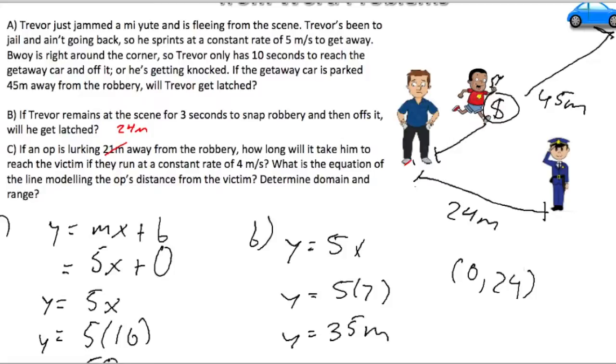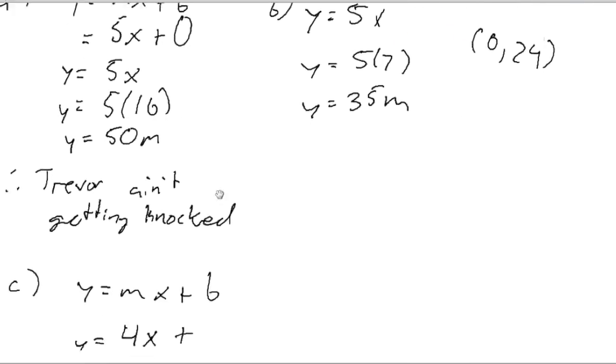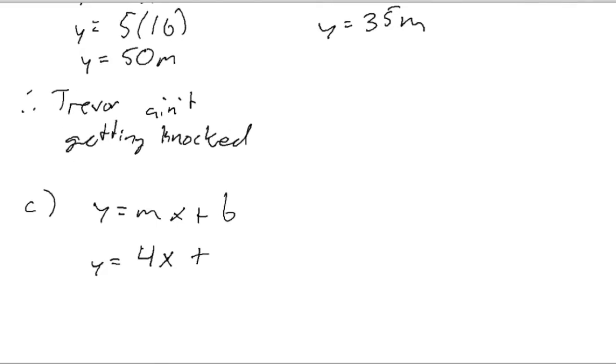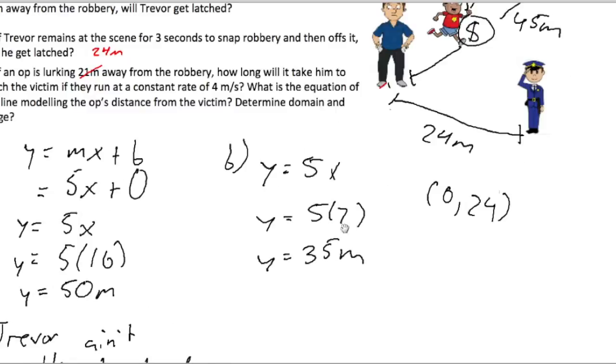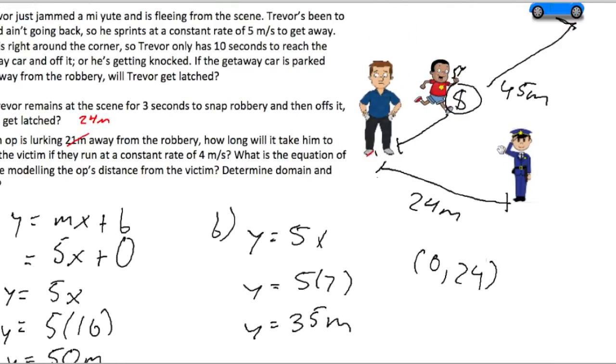So we can add that into our equation right down here. 24. Okay, so now that we have 24, there's one more key thing we have to do. Because of the speed, we have to say that it's negative because the op's running towards the crime scene.